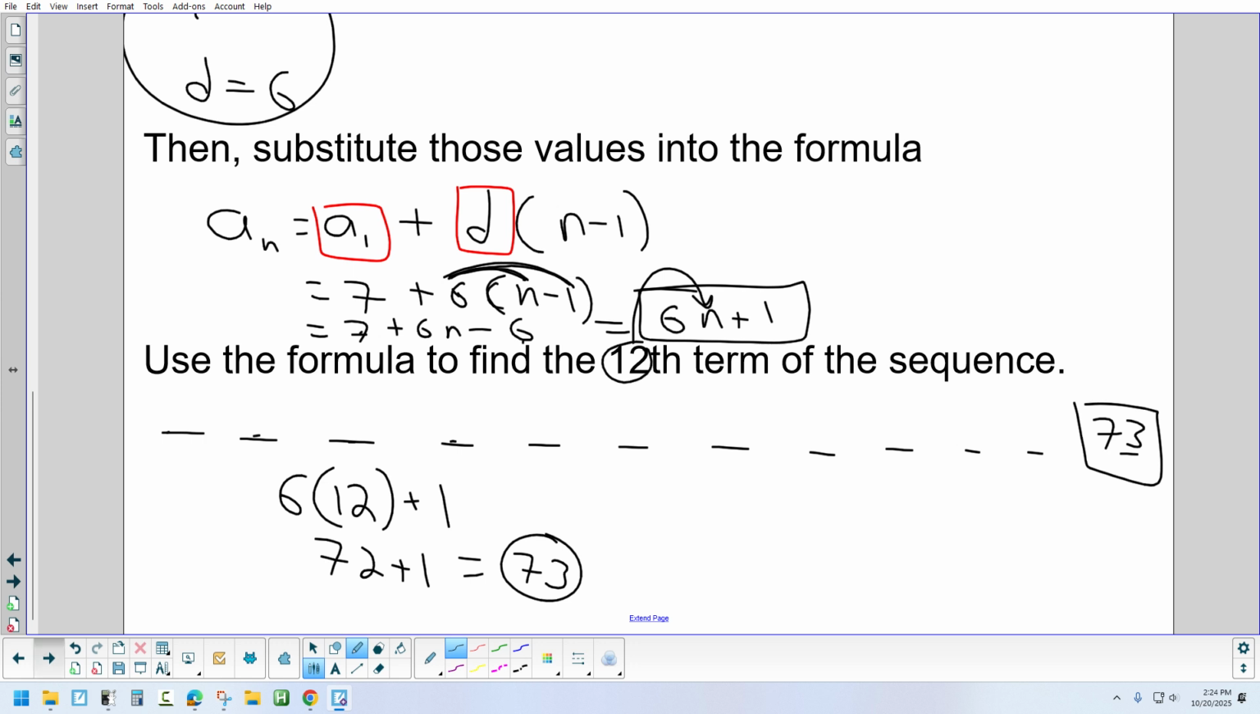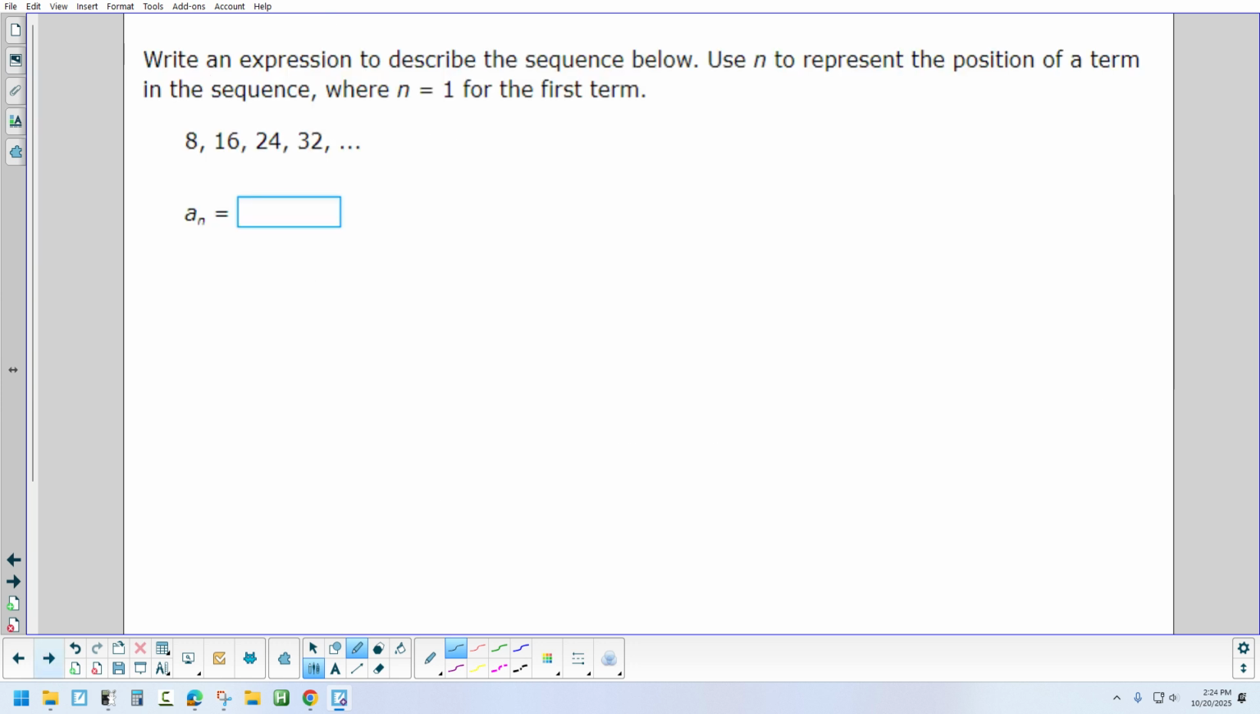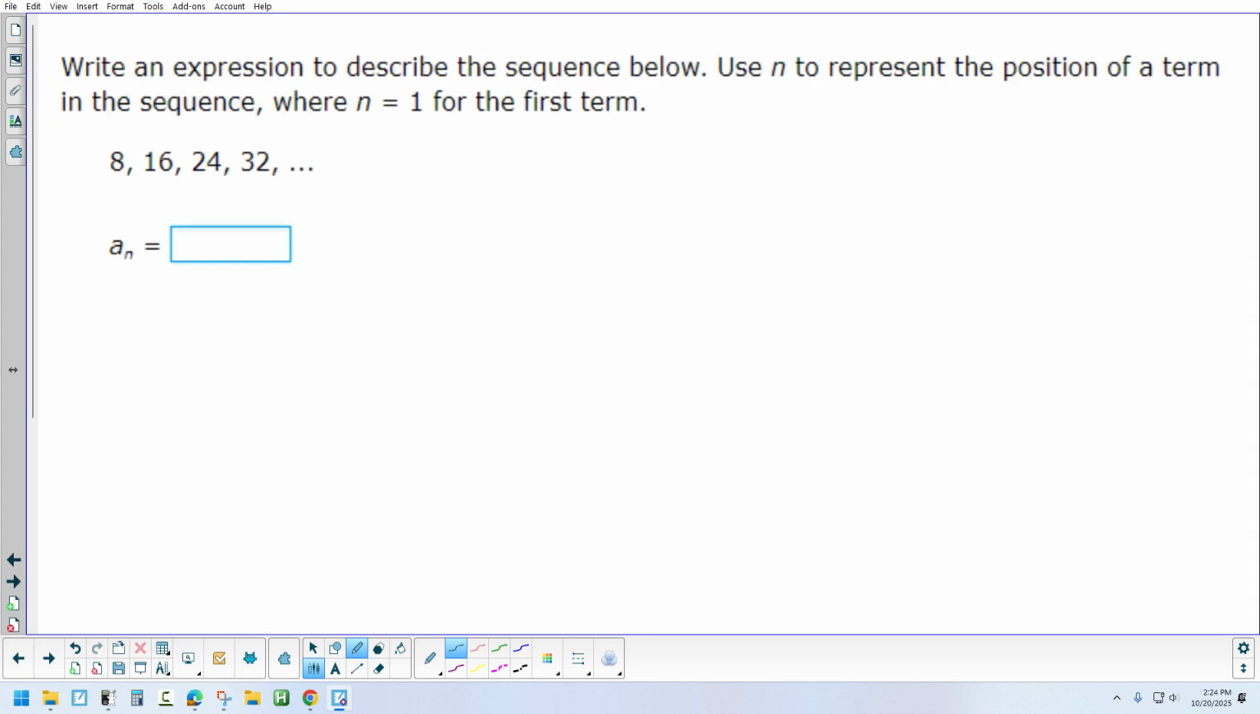Let's try the last one. The last one says, write an expression to describe the sequence below. Use n to represent the position of a term. Okay. In that formula, what are the 2 things we have to figure out? How much we're increasing? What letter do we call that one? That's your D. And what's the other thing we have to figure out? We need the D and we need the A1.